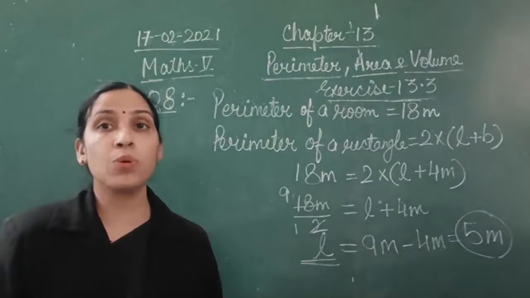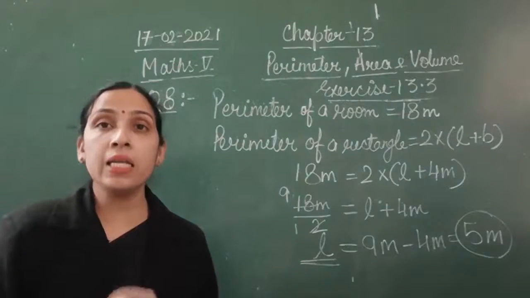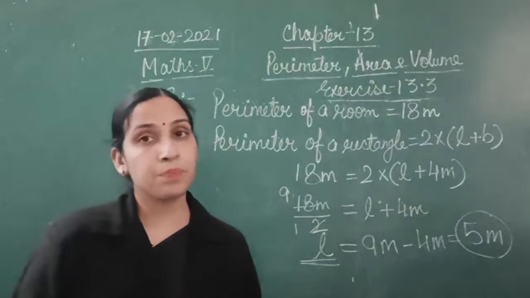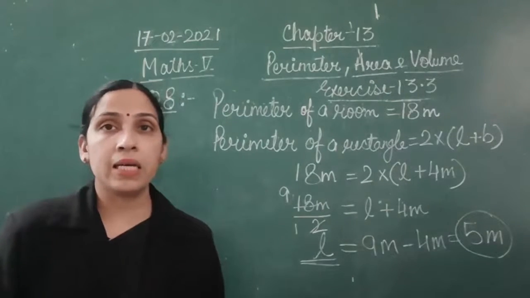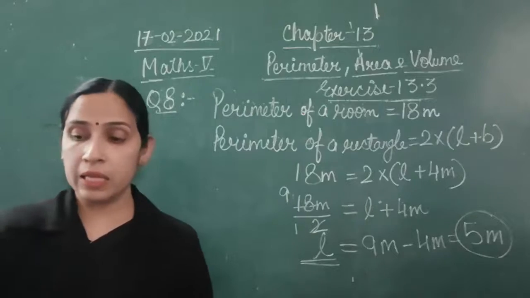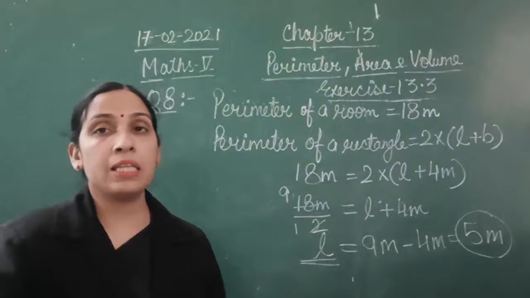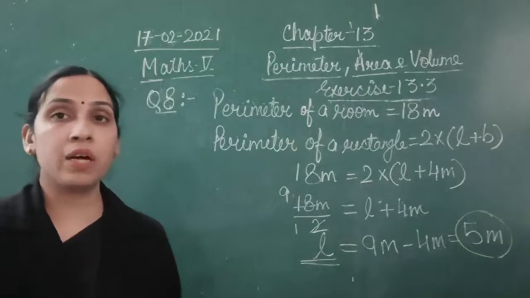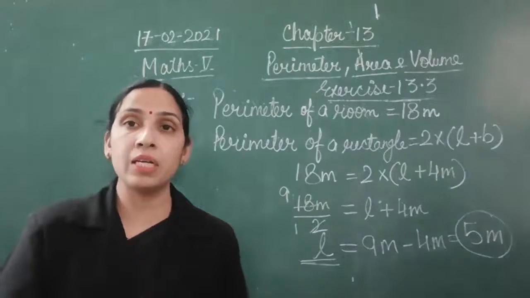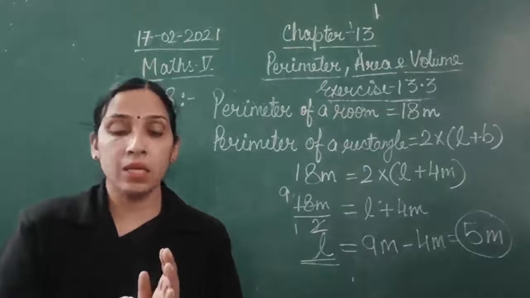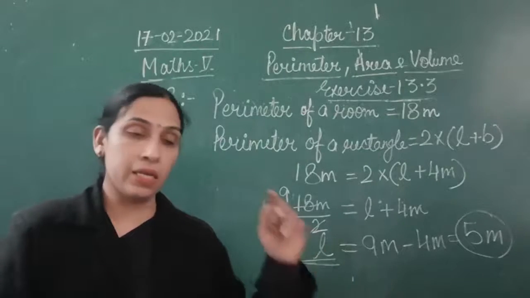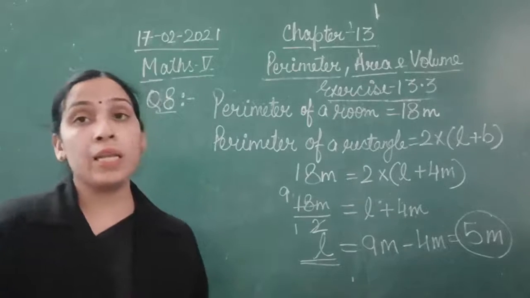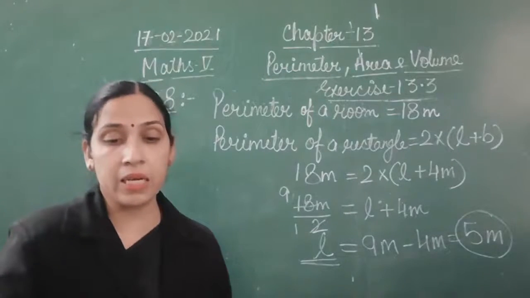In the next part you have to find the area of this rectangle. You know the formula, length into breadth. Put the values in that and then you will find it. 5 fours are 20. 20 square meter will be the area of this rectangle.